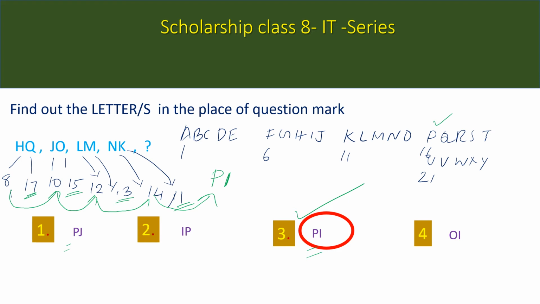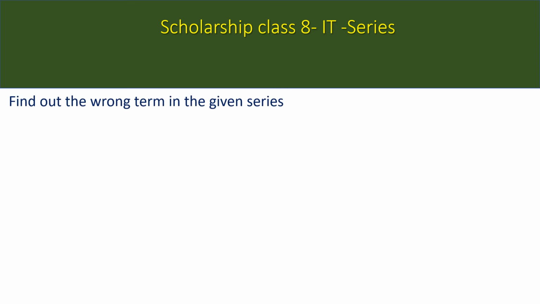Okay, let me move on to another question. Find out the wrong term. Again, an alphabet series is given. Whenever such a situation comes, you have to bring the alphabet series into the rough space, without which you cannot solve this kind of question.